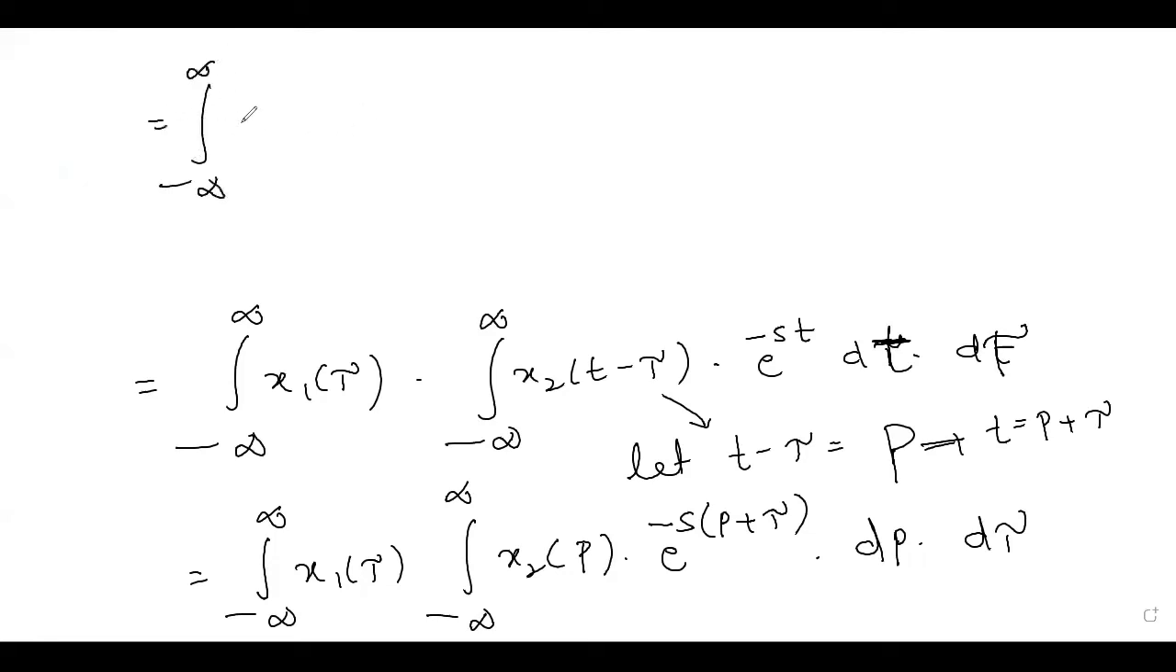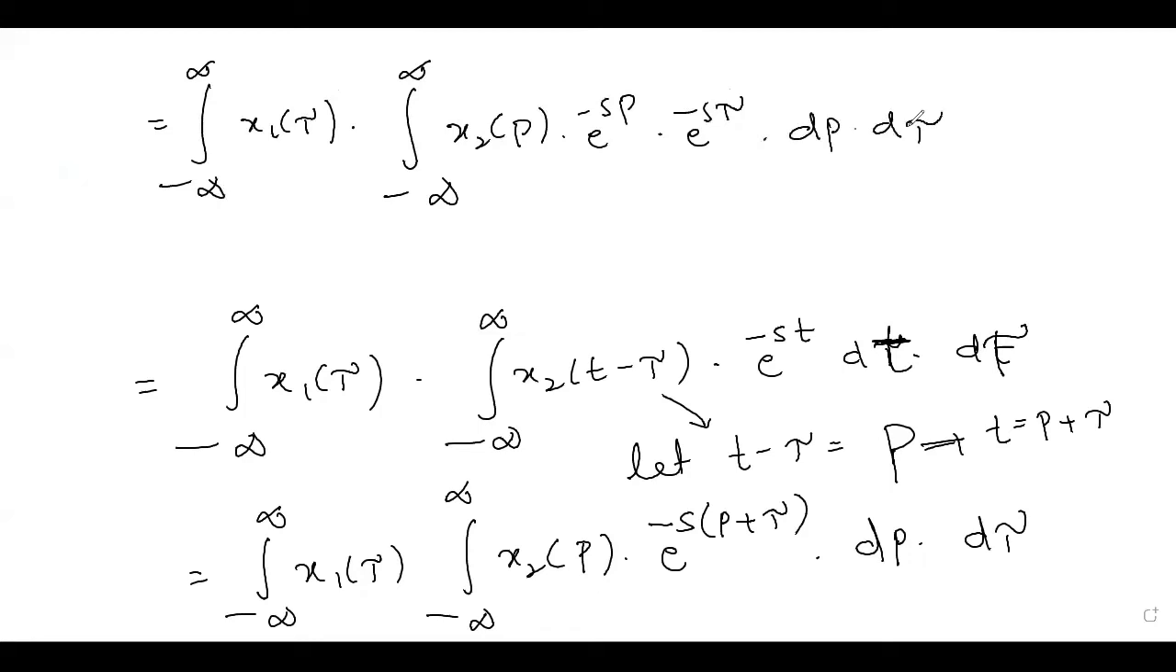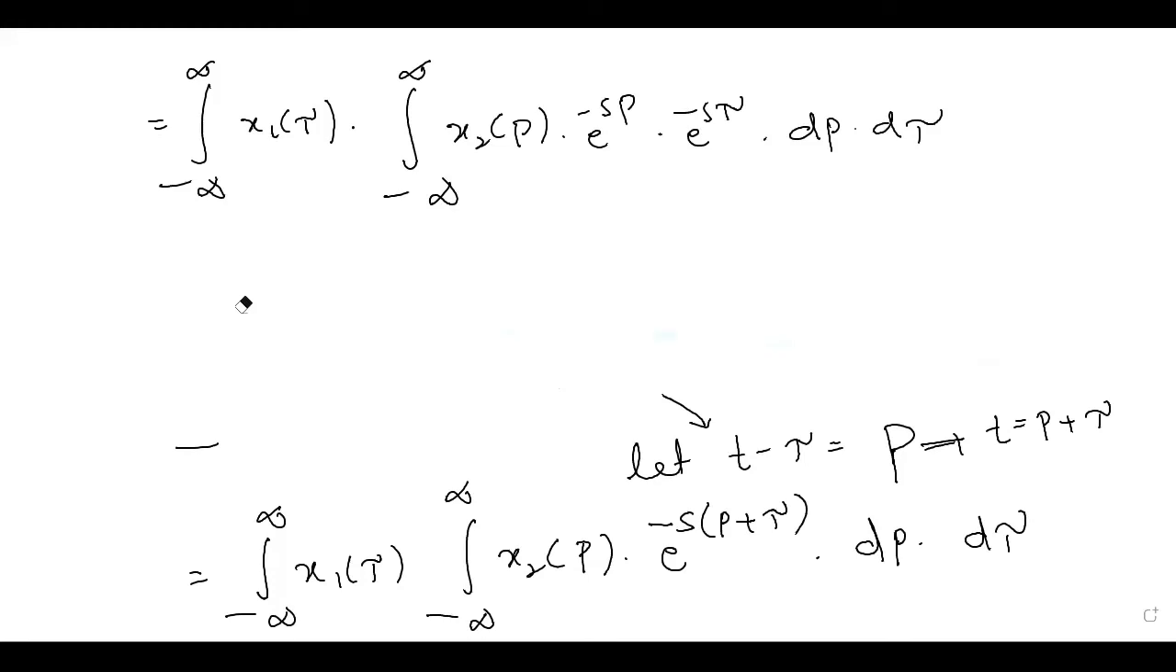Integral from minus infinity to infinity of x1 of tau, integral from minus infinity to infinity of x2 of p e power minus sp, e power minus s tau dp. Important Laplace transform concept. Okay. So when the integration is with respect to p, tau is treated as constant, isn't it? So here e power minus s tau you can write outside, because the first integration is with respect to p.